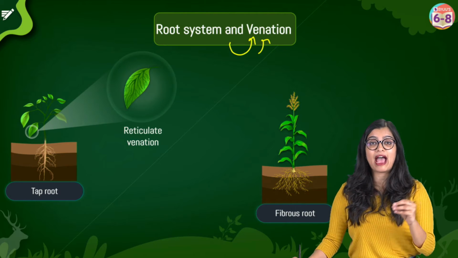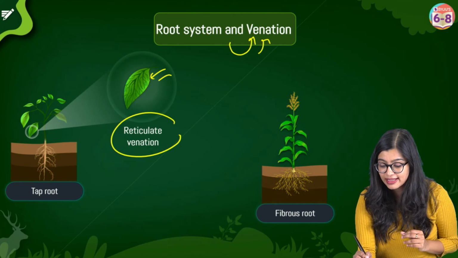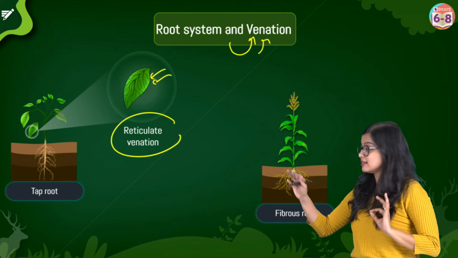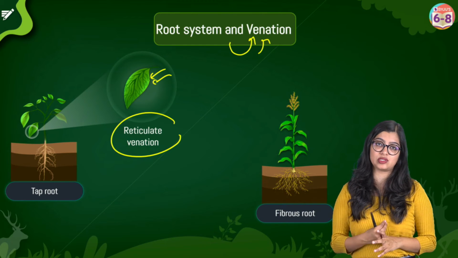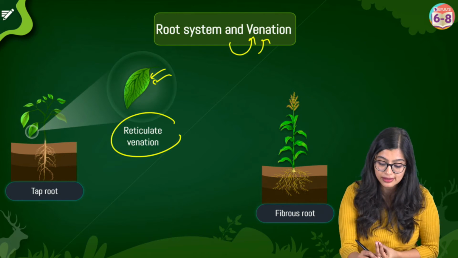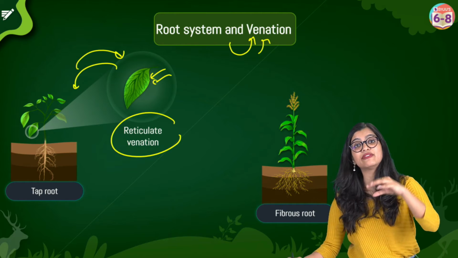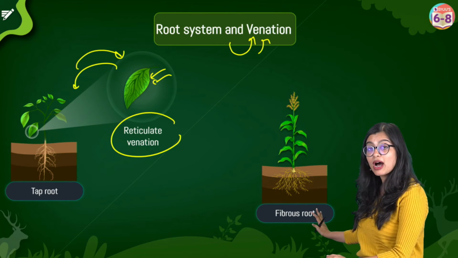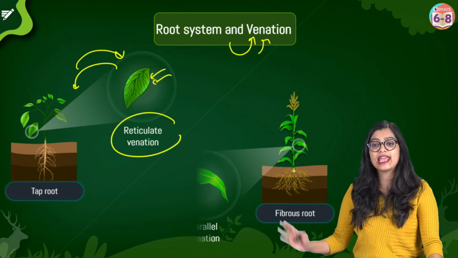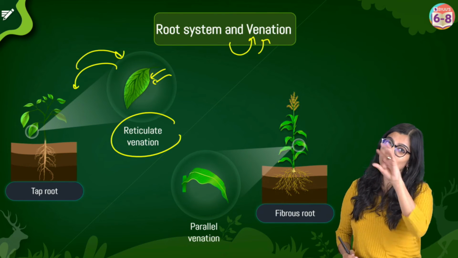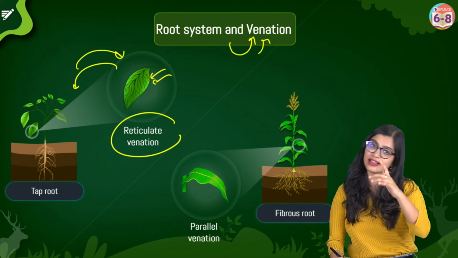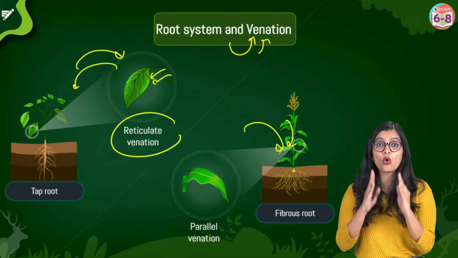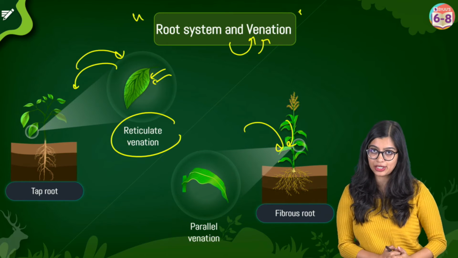So if leaves end up having a reticulate venation, right, where there is a network or an intricate pattern, then you can with certainty say that that particular plant has a taproot system. So any plant with taproot system will show reticulate venation, or I can say any leaf with reticulate venation will have taproot system. Vice versa, if I have to talk about your fibrous root, they will have parallel venation. So if I look at the leaves and I see parallel venation, I can say that this particular plant has fibrous roots, right? So that is the correlation that exists between root system and venation.